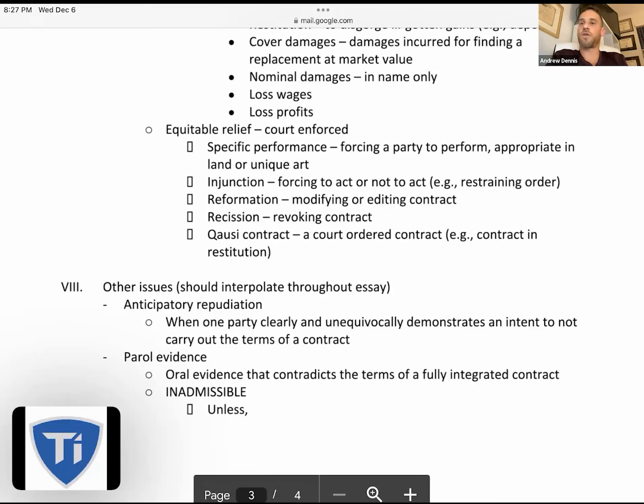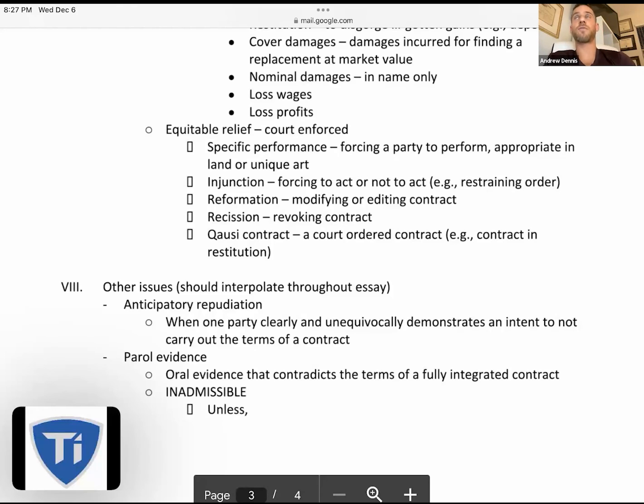Equitable relief is court enforced. So specific performance, forcing a party to perform, which is appropriate in land or unique art, never appropriate in services because that would amount to indentured servitude. If I don't tutor, you can't force me to tutor. I'm not a trained monkey, I'm a real human. Injunction, forcing to act or not to act, like a restraining order.